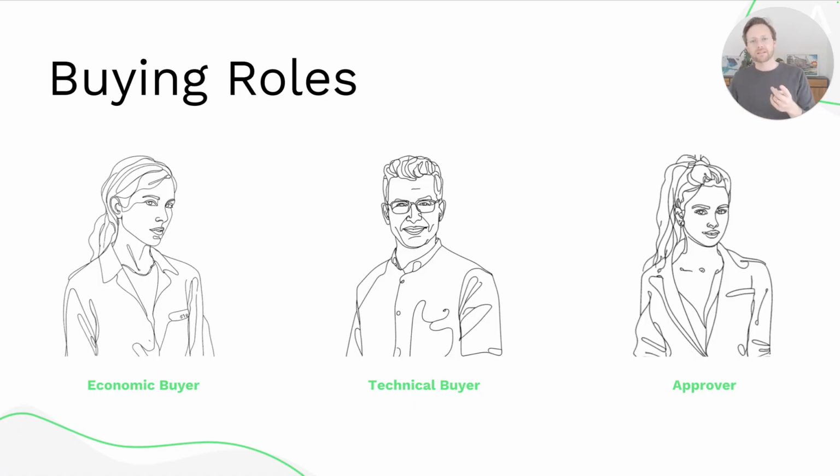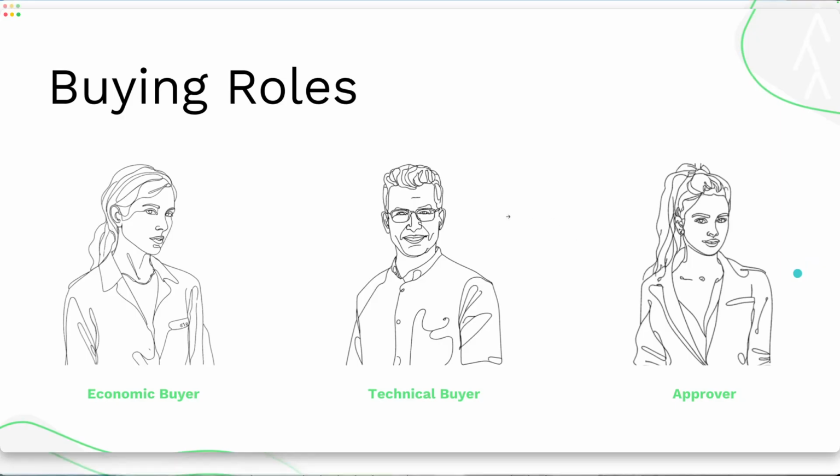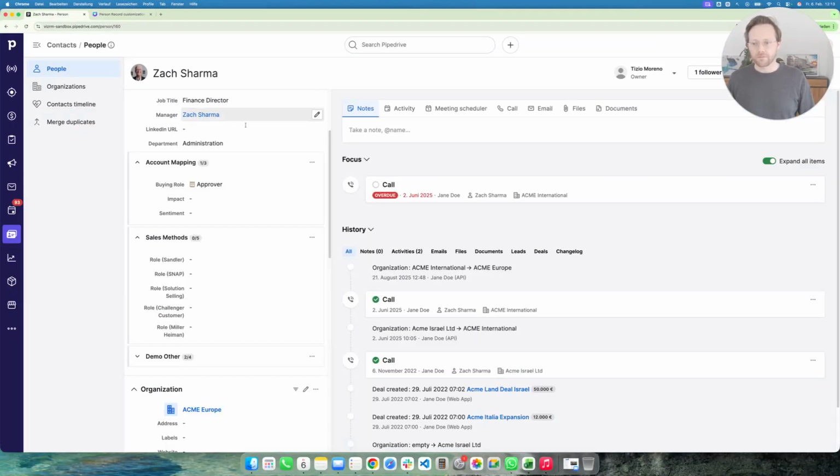You may be asking yourself, why doesn't he have the champion on there? After all, if you go through the MEDIC framework, the E is economic buyer, the first C is the champion. For me, the champion is more a sentiment aspect, and we'll get to that in the next chapter. Now let me show you how I've set this up in Pipedrive.